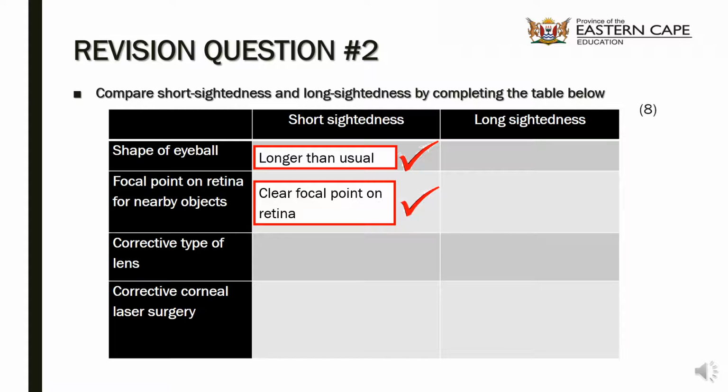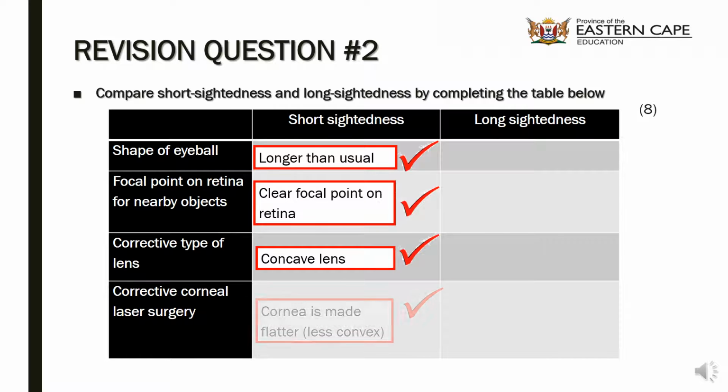But what type of lens are we going to wear? We're going to wear the ones that allow light to go in, but that light bends inwards, which is your concave lens. And what type of surgery? We're going to have the cornea being replaced or being made flatter so that it is less convex.